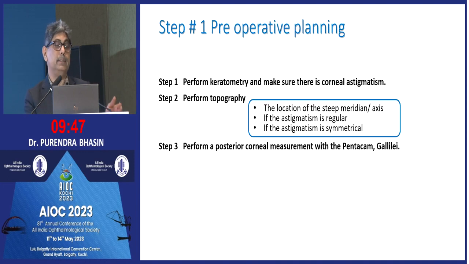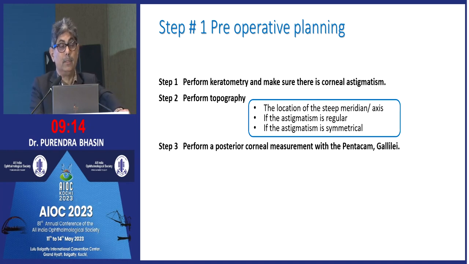So coming to the first step, that is preoperative planning, calculation and marking. Perform keratometry and make sure there is a corneal astigmatism, and perform topography to find out the location of the steep meridian and the axis. It will tell us whether the astigmatism is regular, and further give us the idea whether the astigmatism is symmetrical or asymmetrical, and to some extent it will help us evaluate dry eye also.